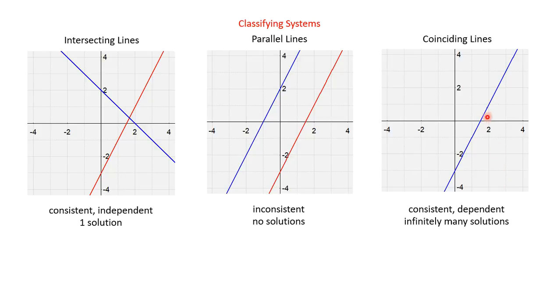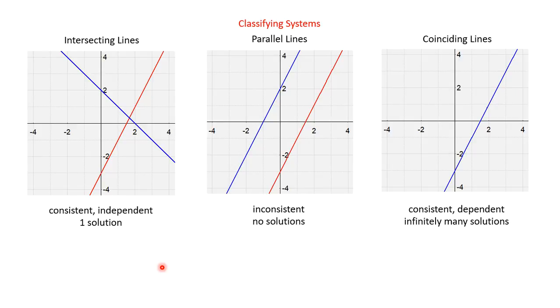This happens when both the slope and the y-intercept are the same. Parallel lines happen when the slope is the same, but the y-intercept is different. And intersecting lines happen when the slope is different. The y-intercept could be the same, could be different, doesn't matter. But the slope is different. They will intersect. And so that would be solving by graphing.